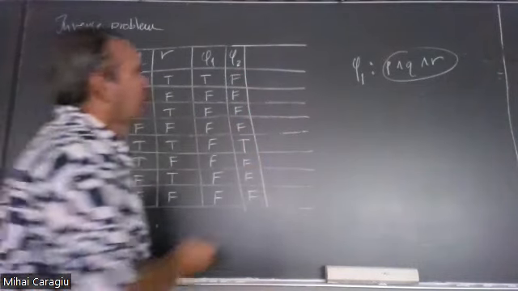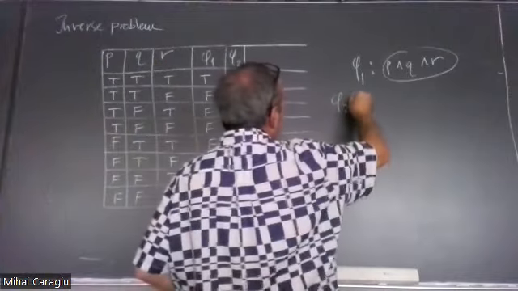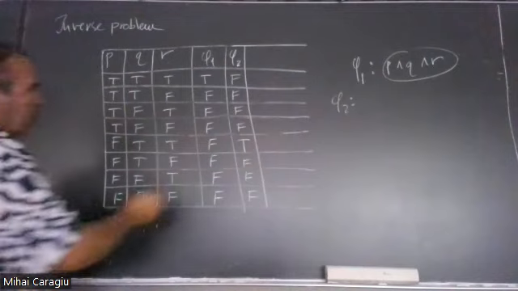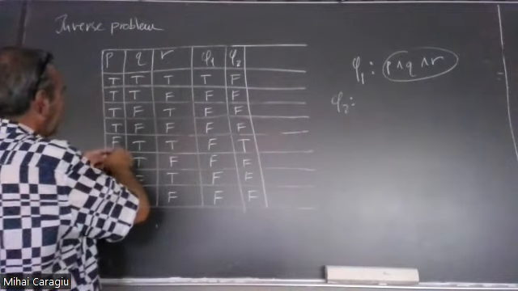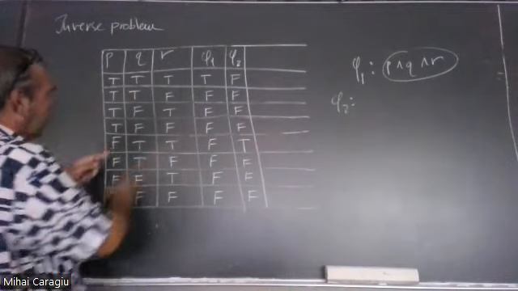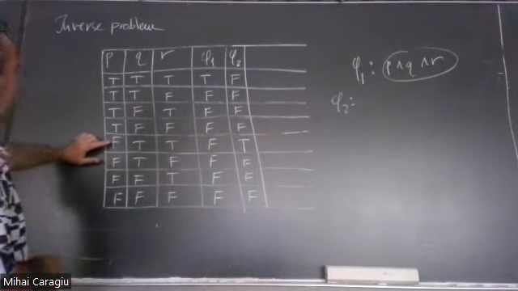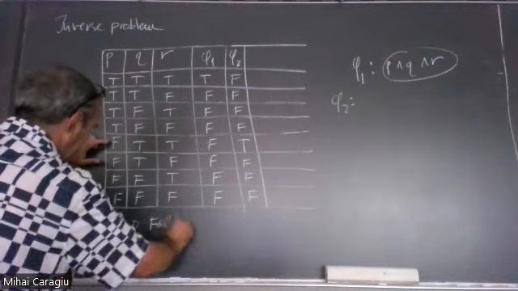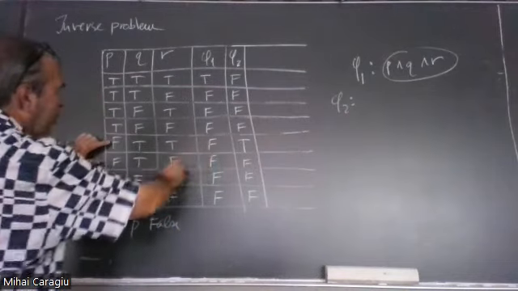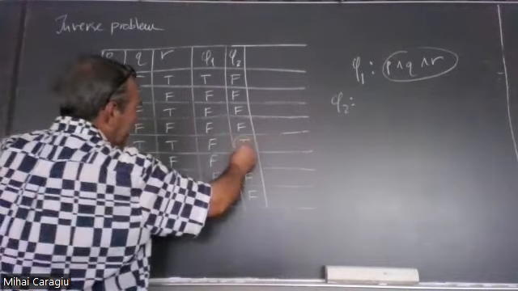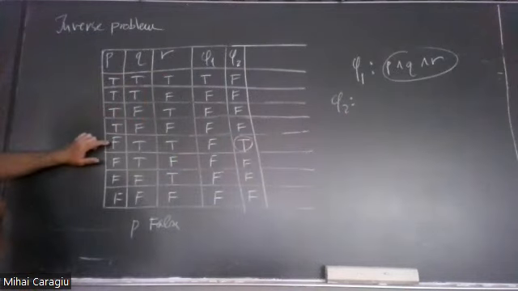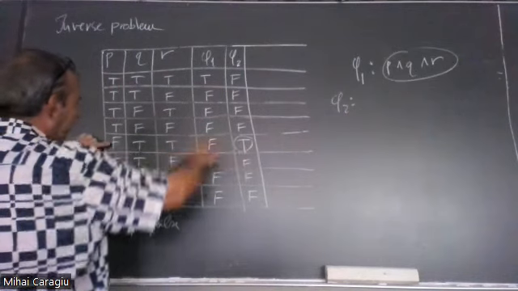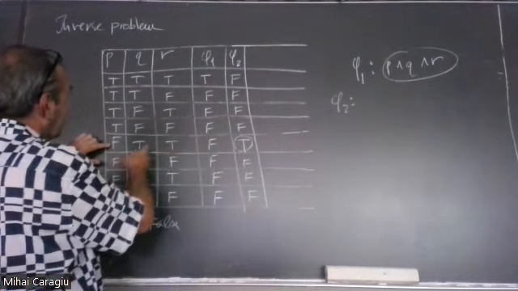Okay, what will be phi2? So phi2 is true precisely when P is false, Q is true, R is true. Let's locate the T's here. We have only one T in the column of phi2. So this single T happens precisely when P is false, Q is true, R is true.